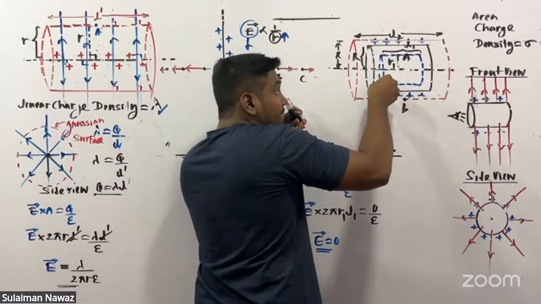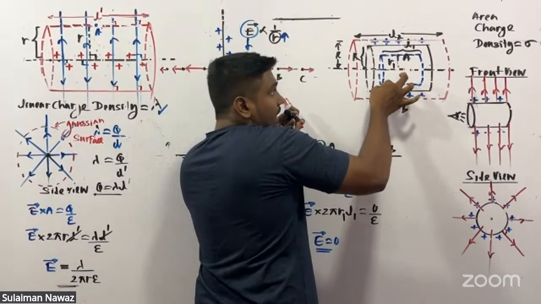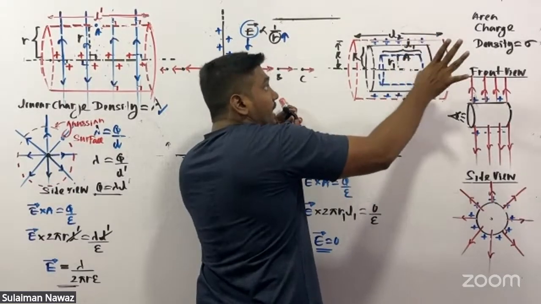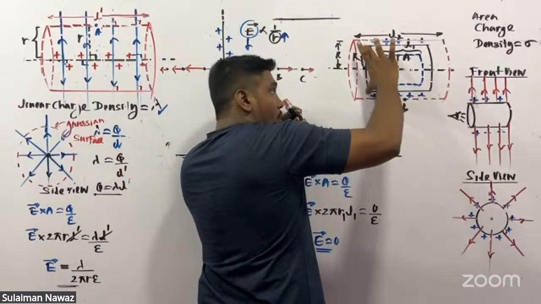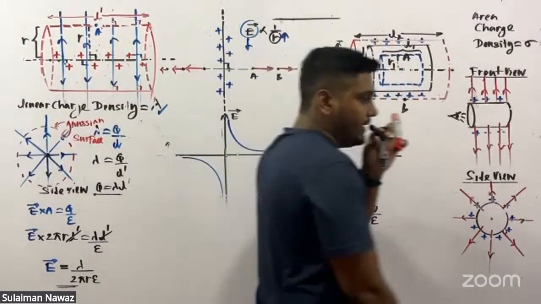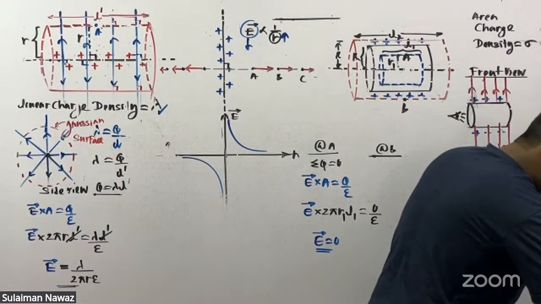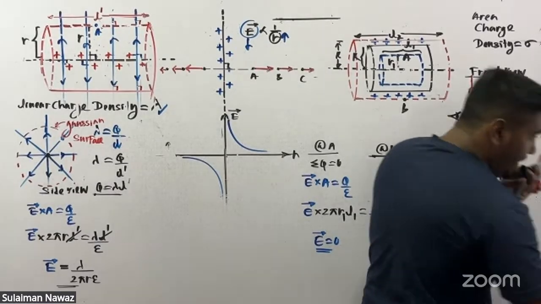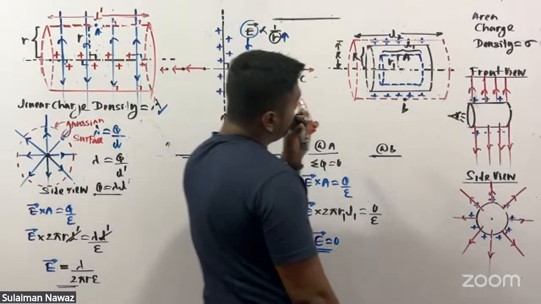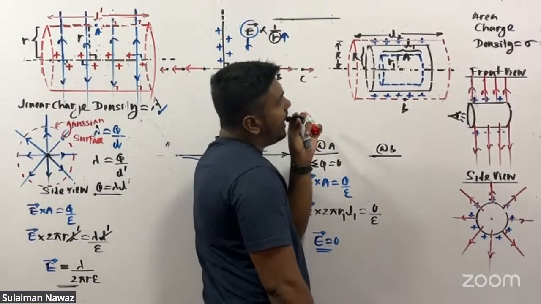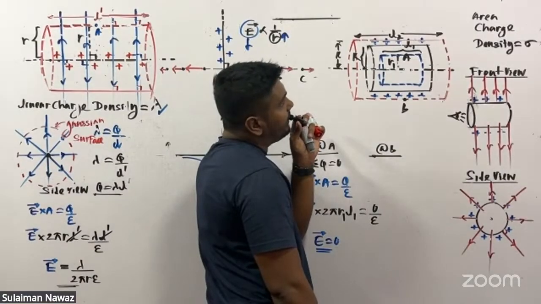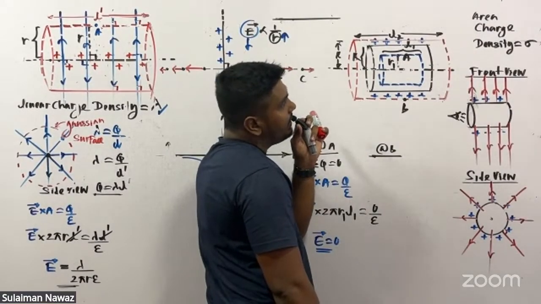Since the charge distribution is an area charge distribution, since they have given the area charge density, and since we know the radius of the hollow conductor is capital R and the length of the hollow conductor cylinder, let's say simply L.